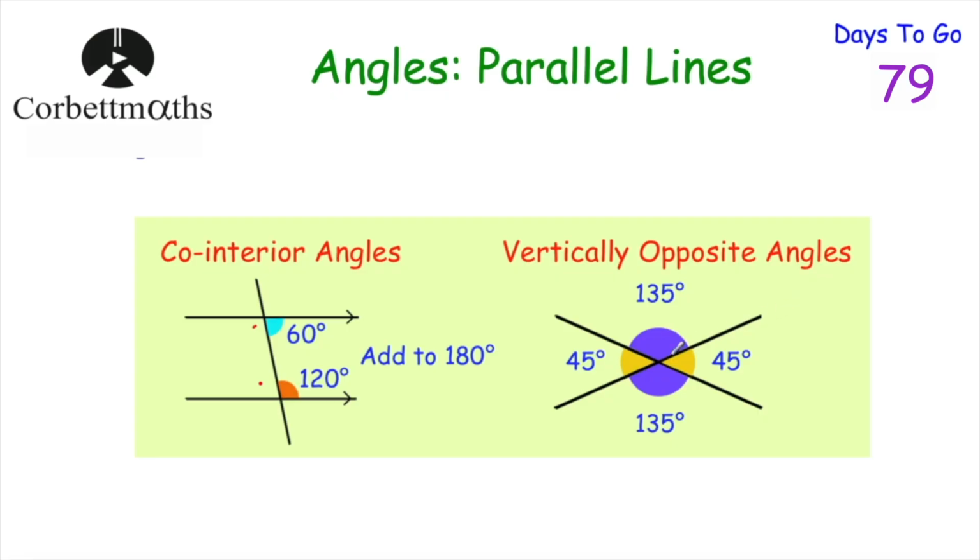And then another thing to look at is vertically opposite angles. If you have two straight lines that cross each other, the opposite angles will always be equal to each other. So here we've got 135 degrees and 135 degrees, and here 45 degrees and 45 degrees. So when two straight lines cross each other, the opposite pairs of angles are the same as each other.